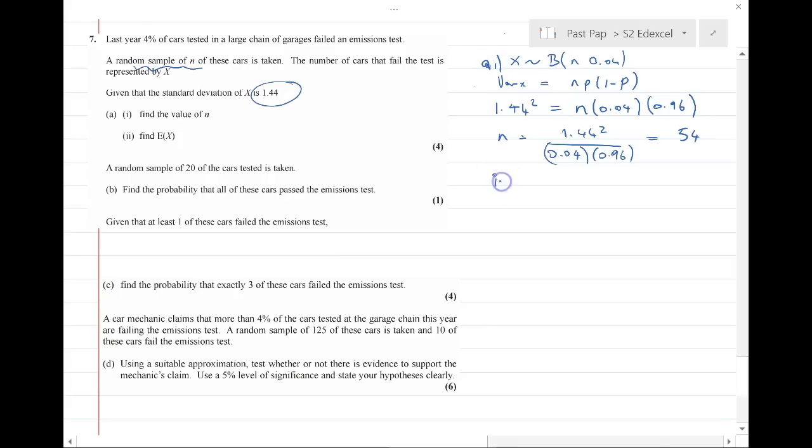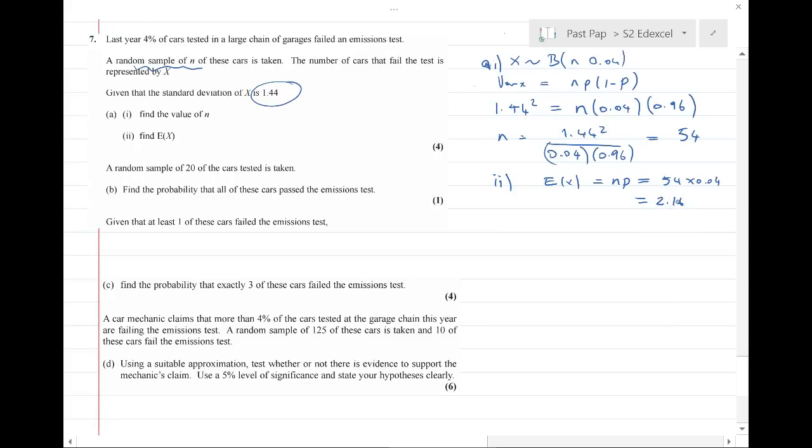A2, well, we know that the mean, or the expectation, is equal to np, so that's equal to 54 times 0.04, so that equals 2.16.